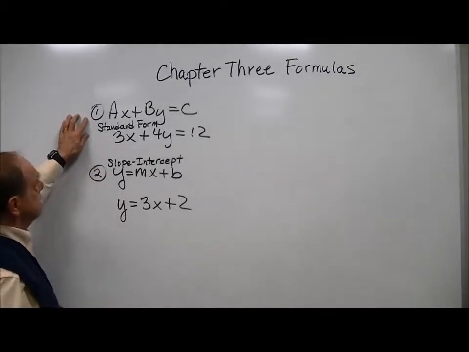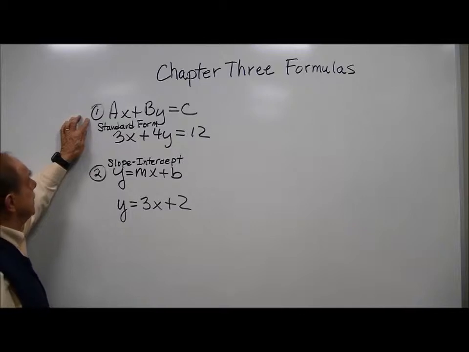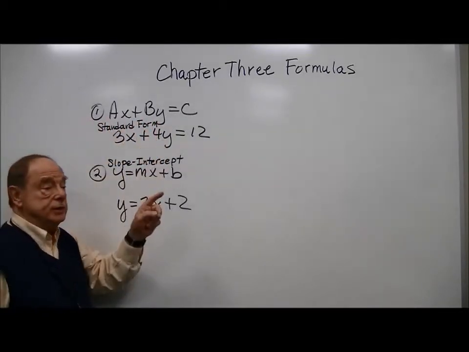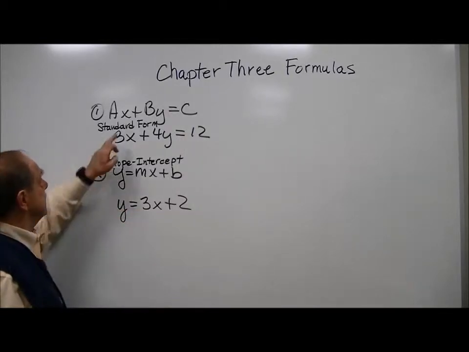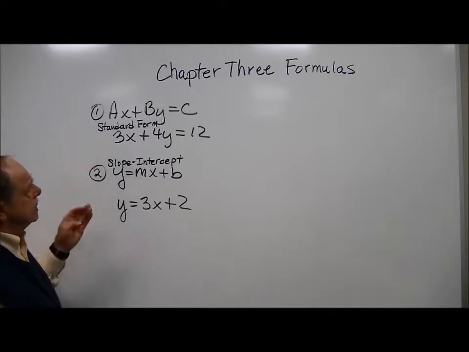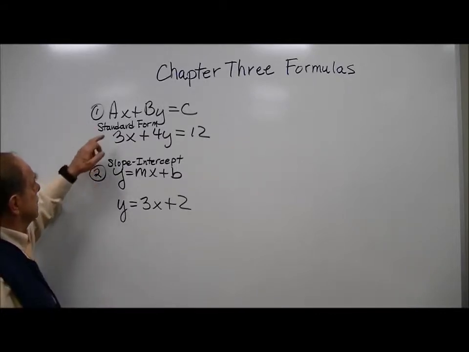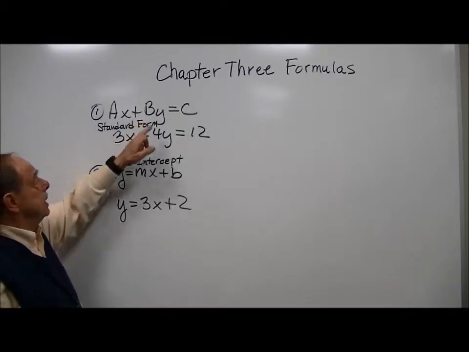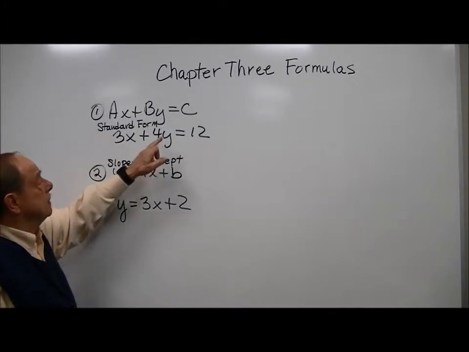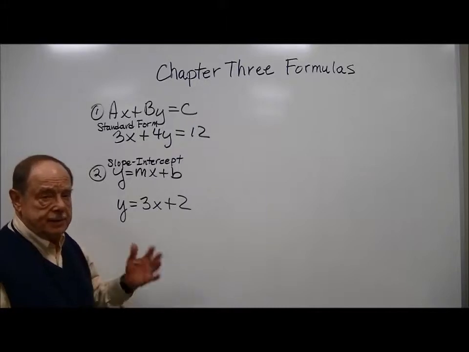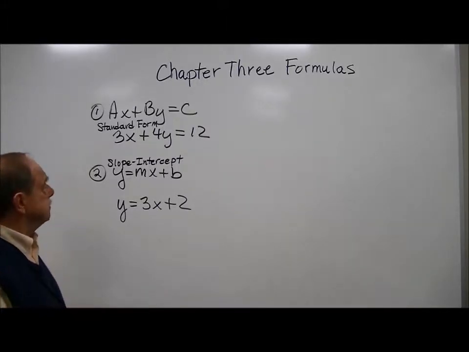So as we see here, this is number 1. This is standard form of a linear equation in 2 variables, x and y. And you might say, well, what does that mean? Well, the letter A can be replaced with an integer, 3. The letter B can be replaced with 4, and C with 12. And you'll see how this ties in here very shortly.